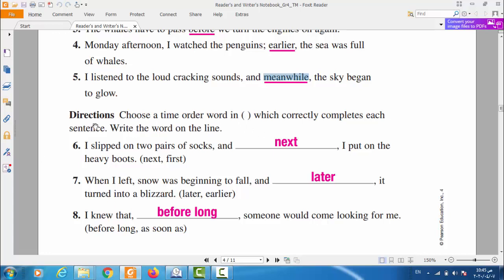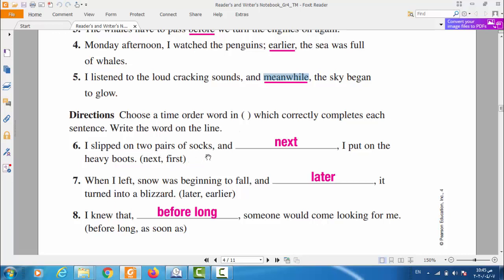completes each sentence. Like how, teacher? We are going to read the sentence, number 6 for example, and we have to choose between next and first in order to complete it. But teacher, next and first, both of them are time ordered words. How do I know that this one is correct in here? According to the sentence, you will know.